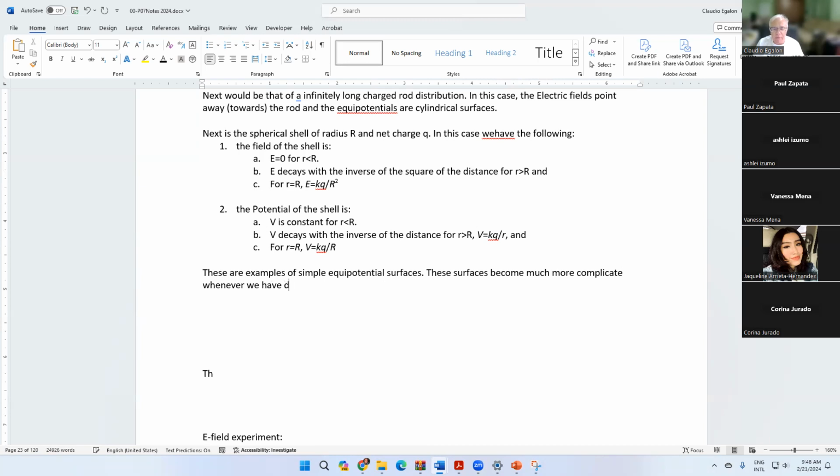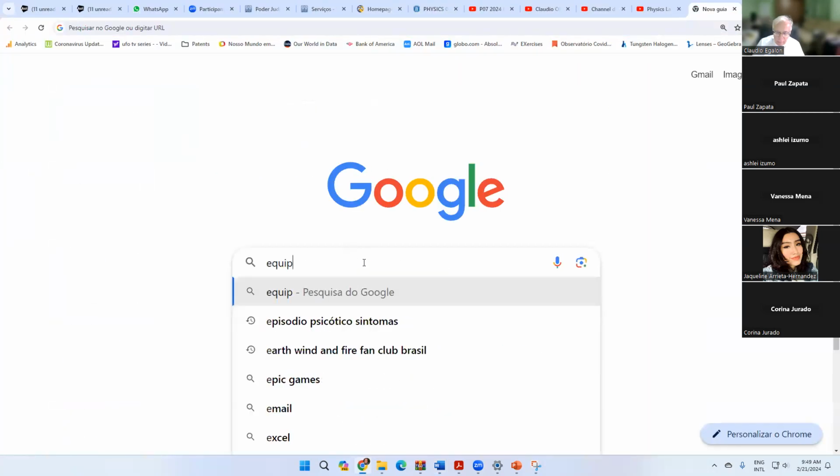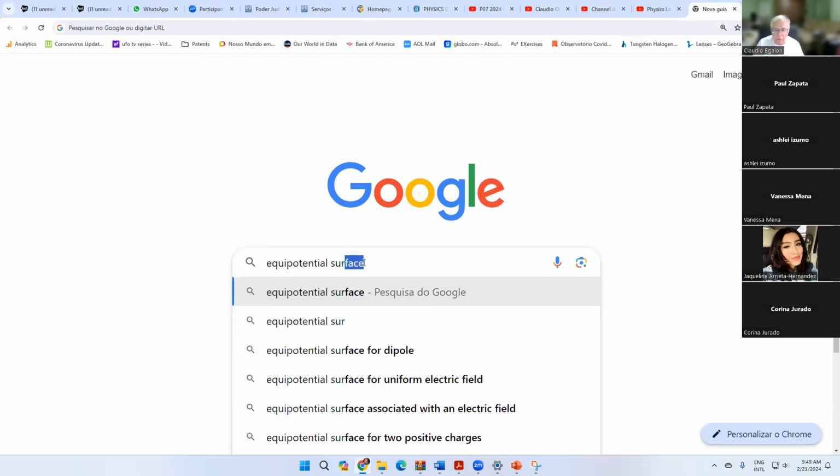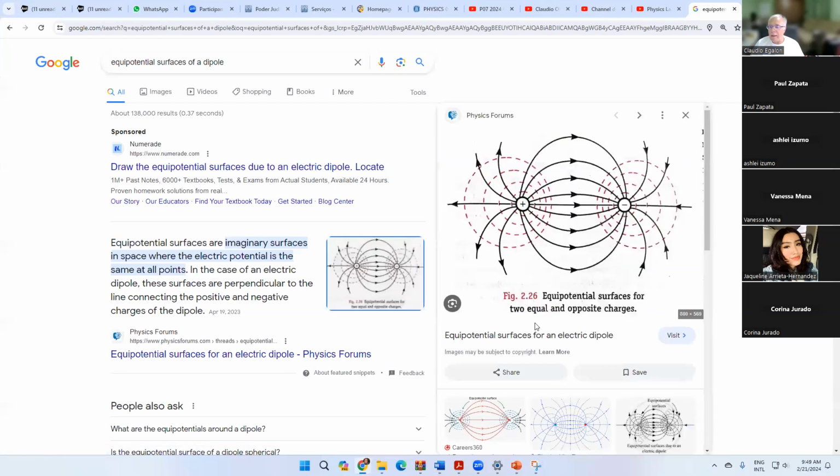These surfaces become much more complicated whenever we have more involved charge distributions. Okay. And let's see if we can give you an example on the internet, right? Equipotential surfaces of a dipole. Okay, a dipole is very complicated. Okay, here you go. Here's the dipole.